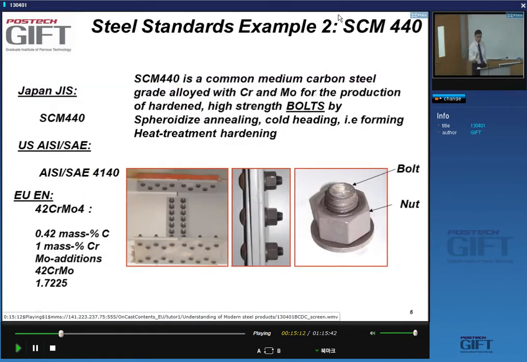Right. Okay, so again, let's have a look at this grade specification. We started with the JIS name, the Japanese standards name, SCM440. It's a common carbon steel that contains chrome and moly. And it's, for instance, used for the production of hardened, high-strength bolts. We'll go into the process of how this bolt is actually produced. But the steel has to go through, first of all, you need to make wire out of it. Then you have to go through spheroidizing, annealing, cold heading.